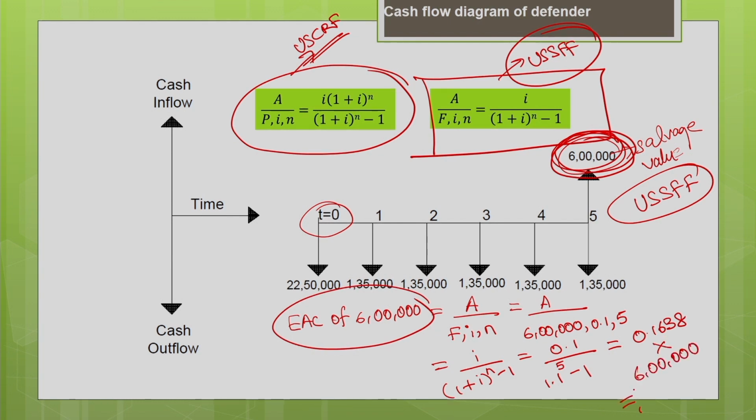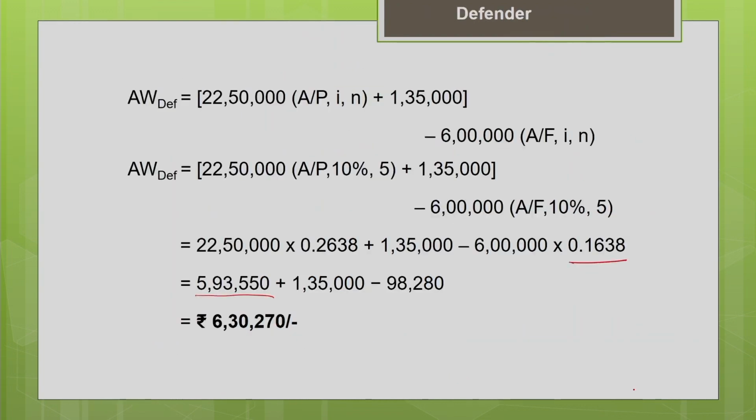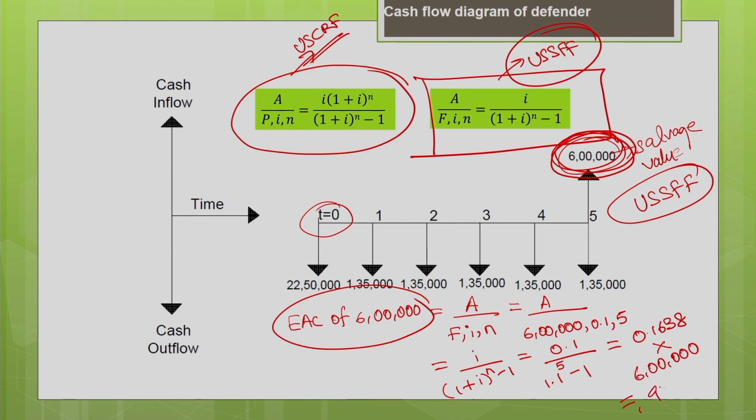So, this gives me the equivalent annual cost as 98,280. So, this is the equivalent annual cost of your salvage value, 98,280.